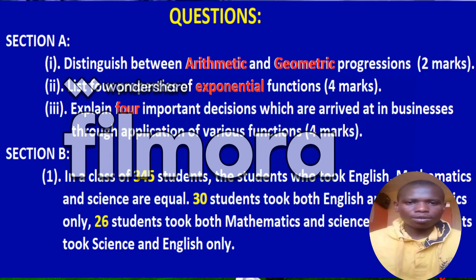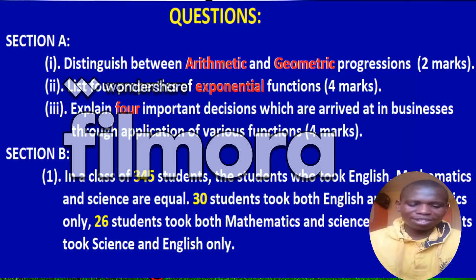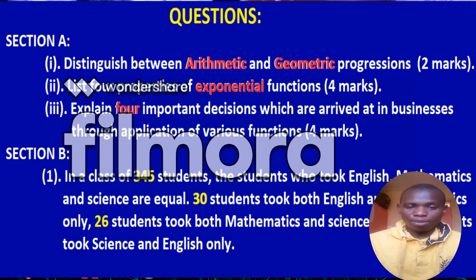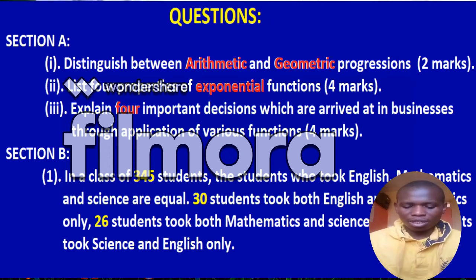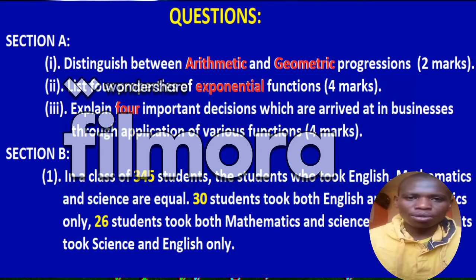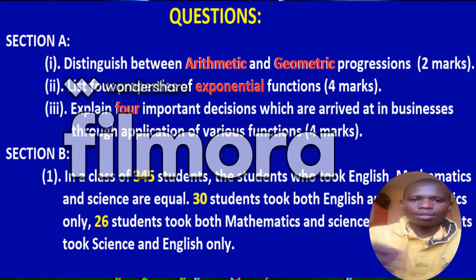Roman 3 of section A goes, explain 4 important decisions which are arrived at in business through the application of various functions. Explain 4 important decisions which are arrived at in businesses through the application of various functions. And that is section A. Let's proceed to section B.